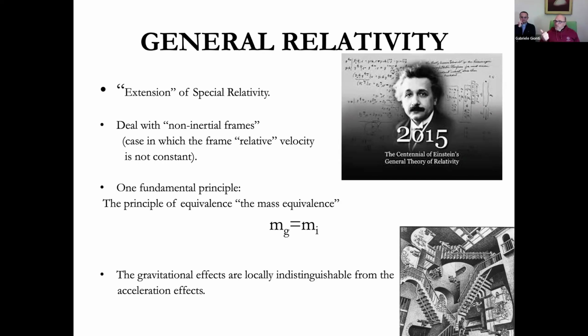It deals with non-inertial reference frames, meaning two reference frames at non-constant velocity with respect to one another, and is based essentially on what is called the equivalence principle. That is, the gravitational mass, the mass through which two bodies attract, is the same as the inertial mass, the quantity through which a body opposes motion. Gravitational effects are locally indistinguishable from acceleration effects. This is an important point.